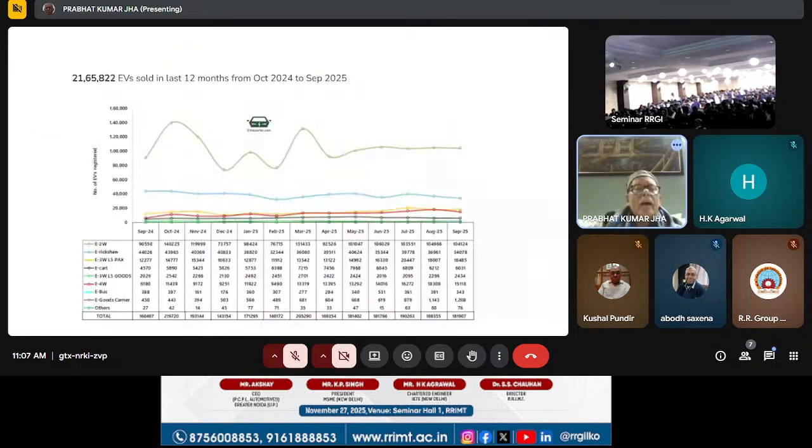And now, 21 lakh EVs were sold in the last 12 months, from October 2024 to September 2025, and these include all vehicles. Mind it, this includes all the vehicles up to September 2025. So this is the latest data. If you want to go through it, you can.